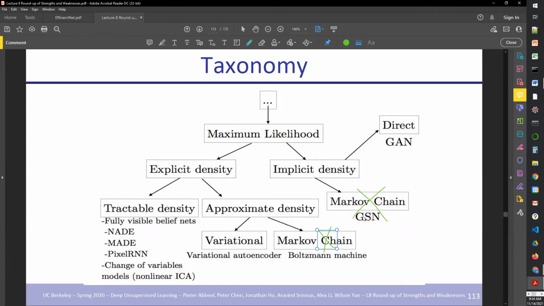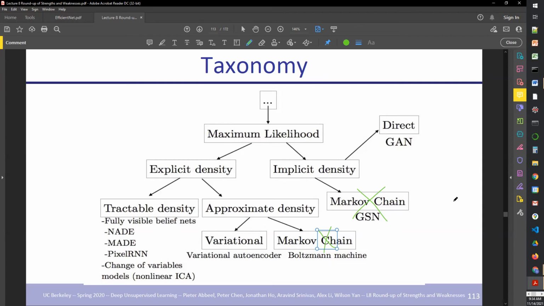Primarily he says that these two aren't discussed because they are no longer much in use. And it's what's popular and the focus now, which is very much what we have discussed so far in the course. So it's a good taxonomy to keep in mind of what we went through so far. Maximum likelihood, then explicit density, flow, and autoregressive, approximate density, which is all the variational autoencoder stuff, and implicit density, which gives us the variations in GANs.